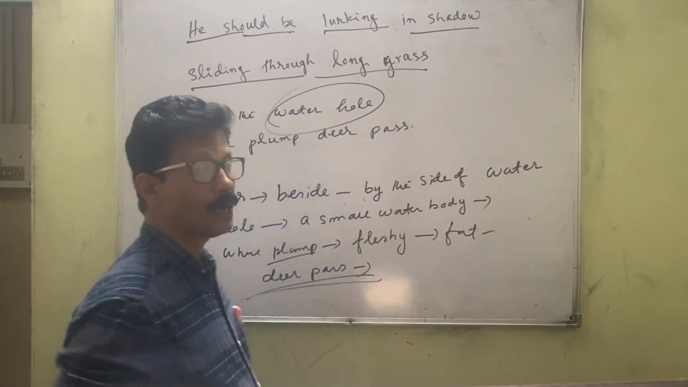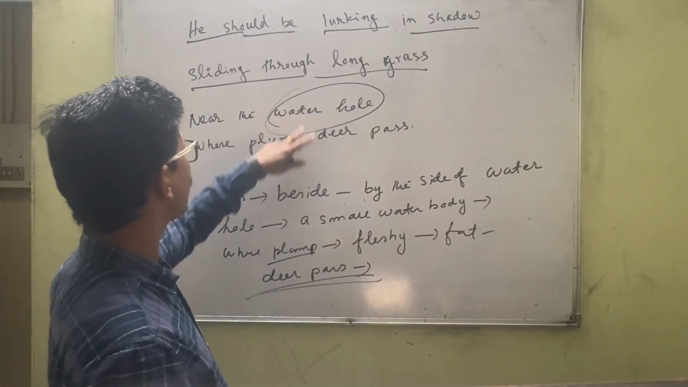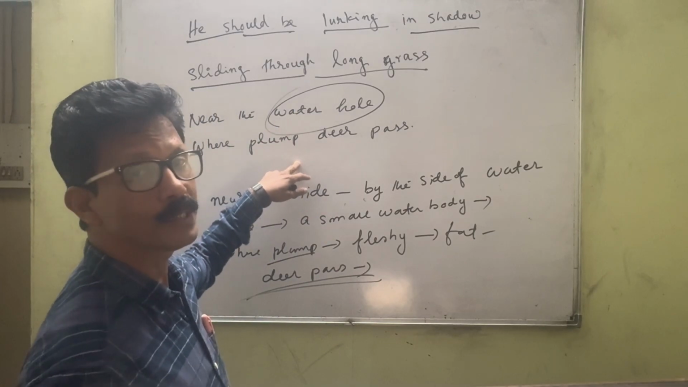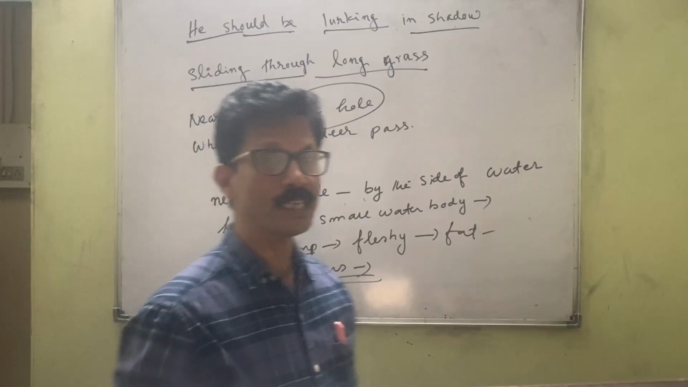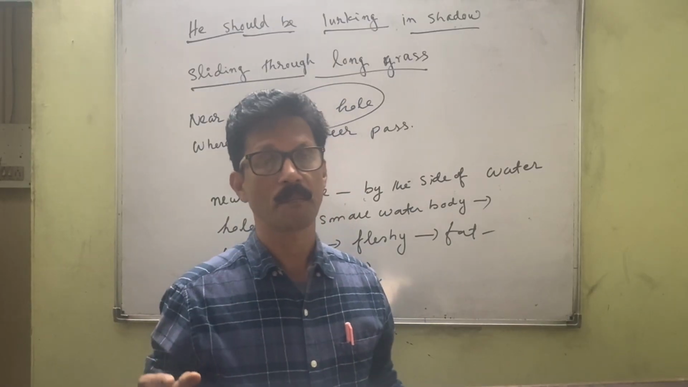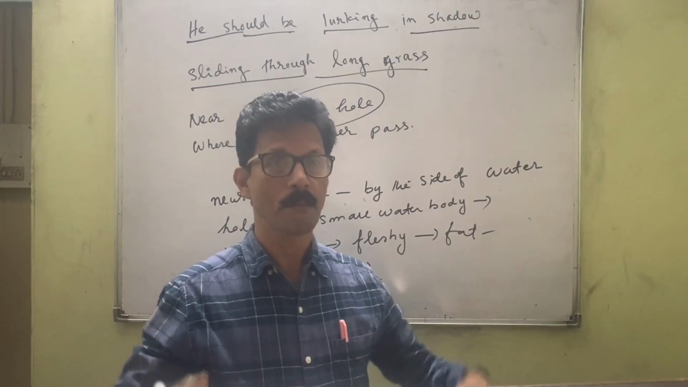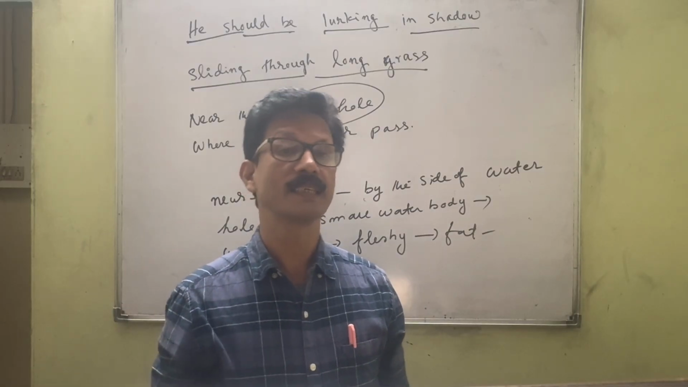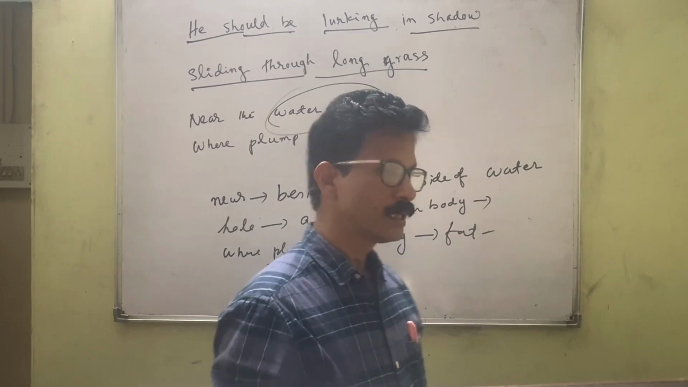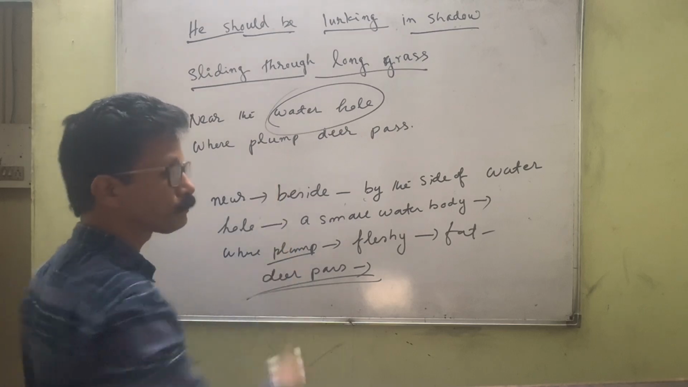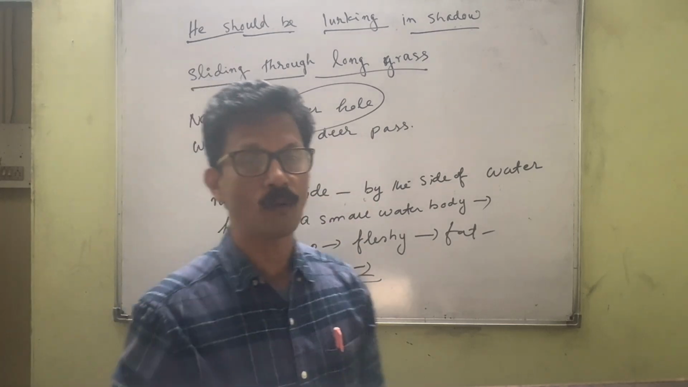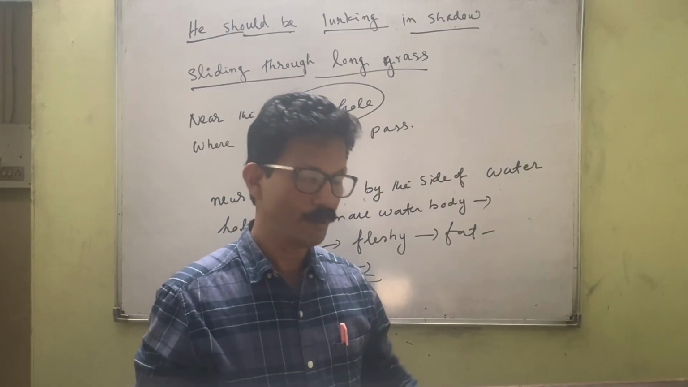Where the plump deer pass. And this place, water hole, is the place where plump deer, means fleshy, means fat, deer comes. Understand my point? This is the meaning of the second stanza of the poem. I think you have understood.